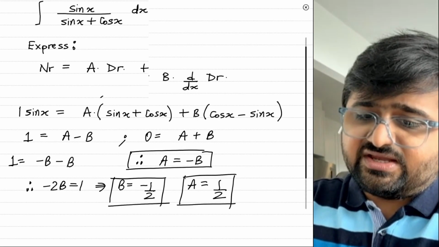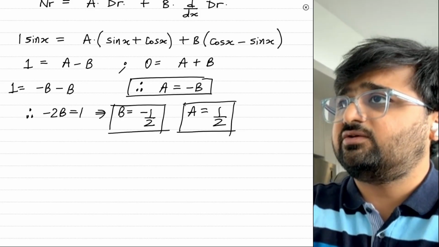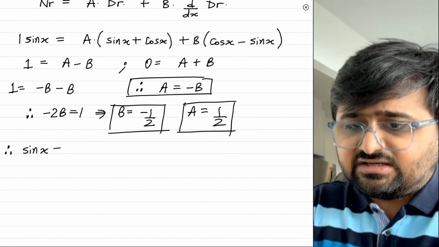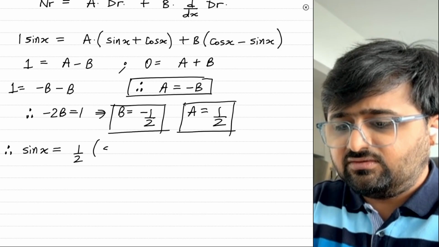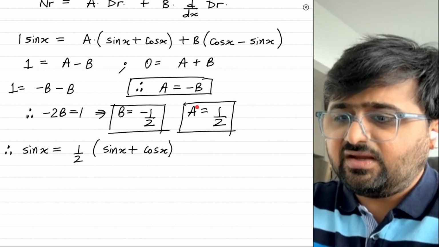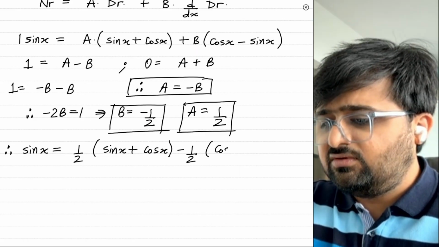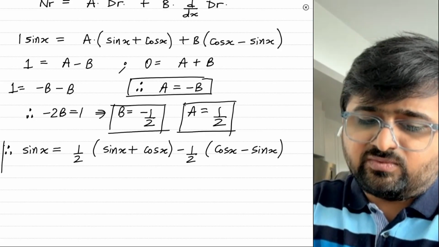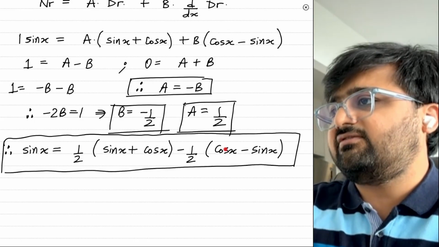Now what you can do is substitute the values of a and b that you found in the original equation that you wrote. So we can say that sin x is equal to a into sin x plus cos x. a was half, so half into sin x plus cos x, plus b into cos x minus sin x, where b is minus half, so minus half into cos x minus sin x. So we were able to express the numerator as a into denominator plus b into derivative of the denominator.